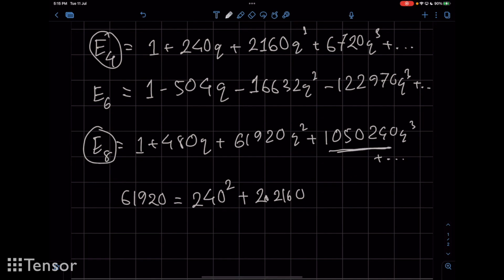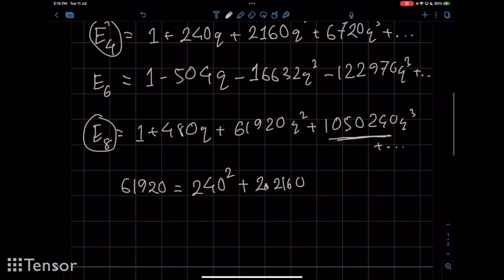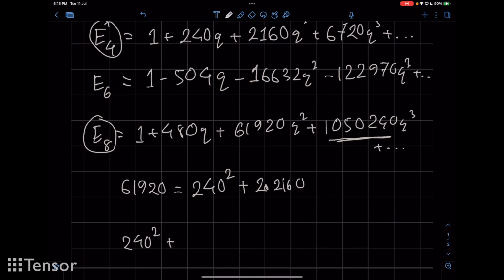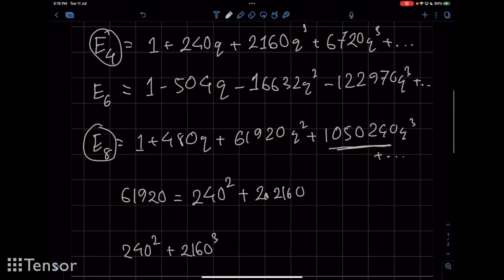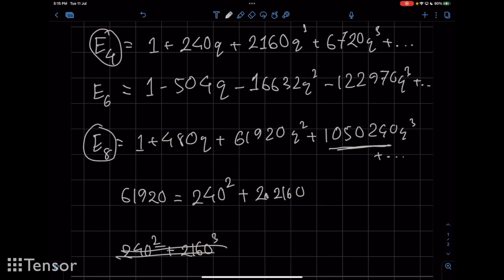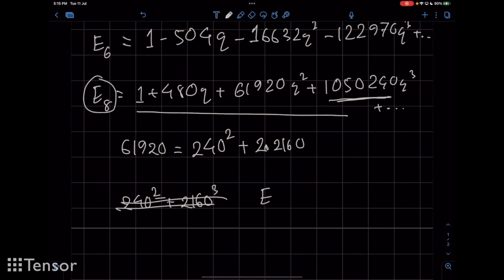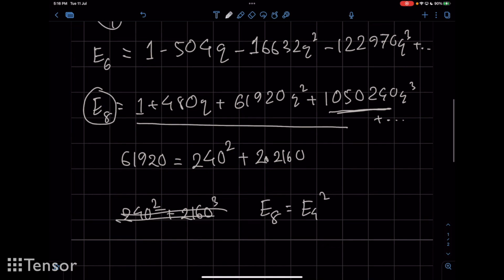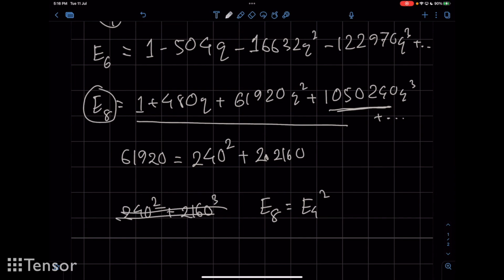The third bit, meaning this one? Okay, what's your guess? I'm guessing it is 240 squared plus 2160 cubed. So E8, the whole thing should be some square of it. Yeah, exactly. So E8 is the square of E4. Okay. So we are guessing this by the looks of the first few coefficients, right? So of course we need to prove it. We have a guess that E8 is going to be the square of E4 because the first few coefficients match up, right?